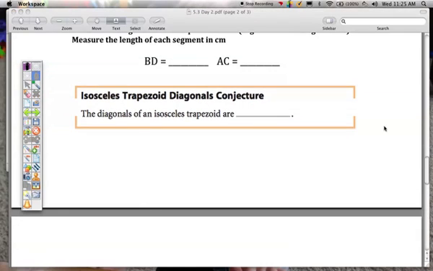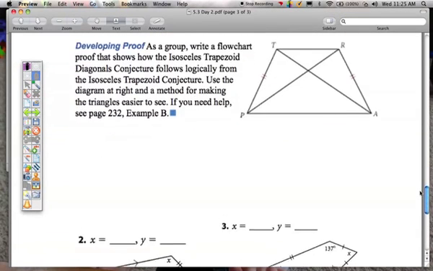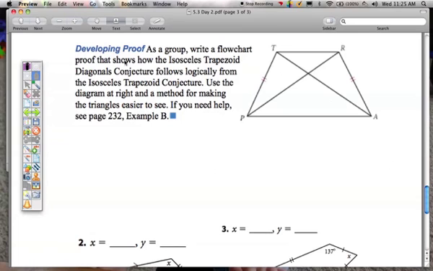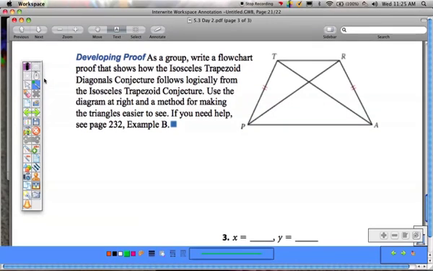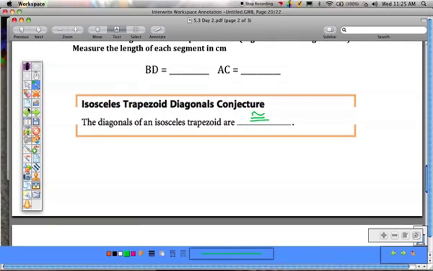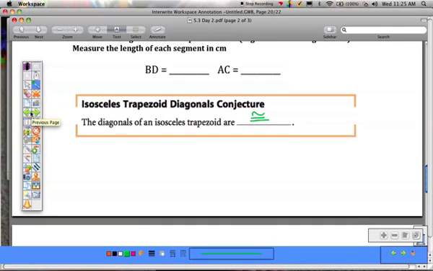Okay, let's talk about writing a proof for something like this. As a group, write a flowchart proof that shows how the isosceles trapezoid diagonals conjecture follows logically from the isosceles trapezoid conjecture. Use the diagram at the right and a method for making the triangles easier to see. If you need help, see 232 example B. All right, so right here, the isosceles trapezoid conjecture says that the diagonals are congruent.